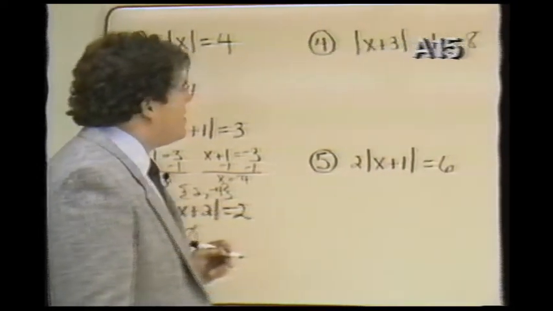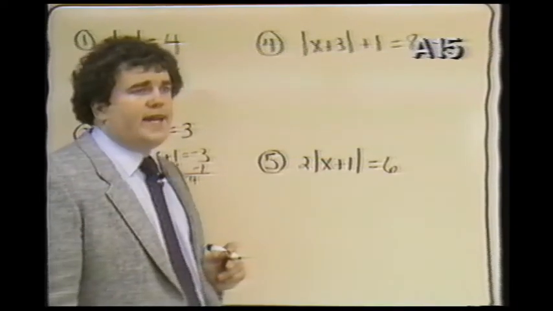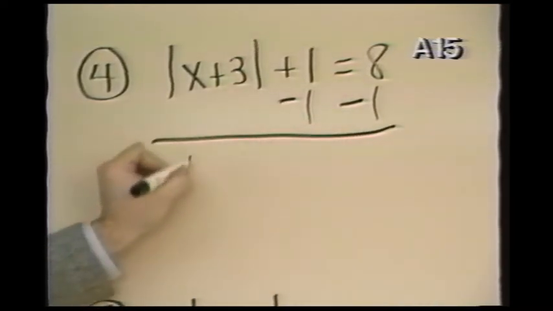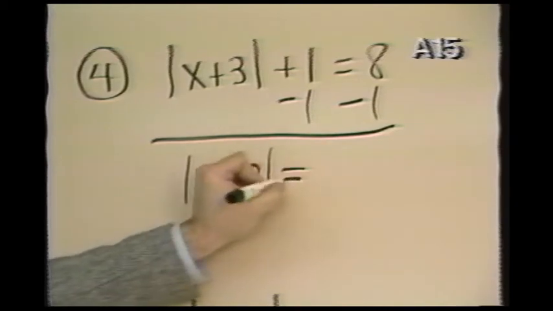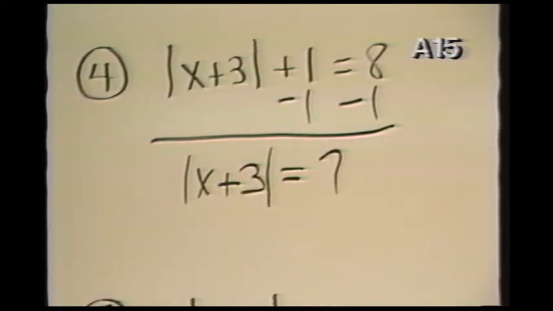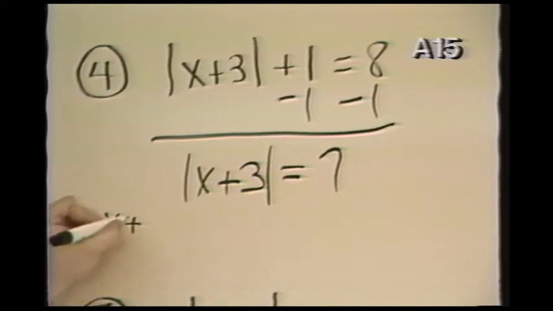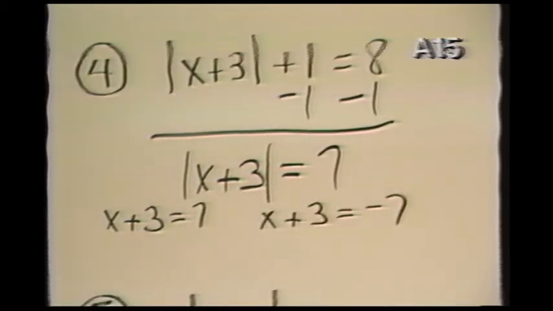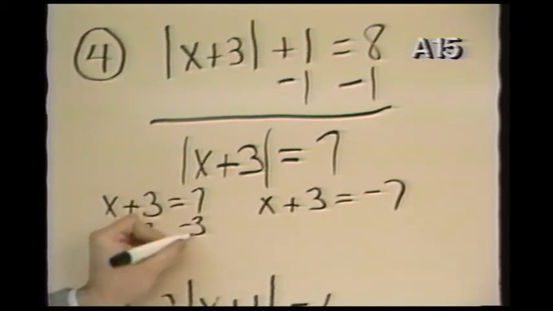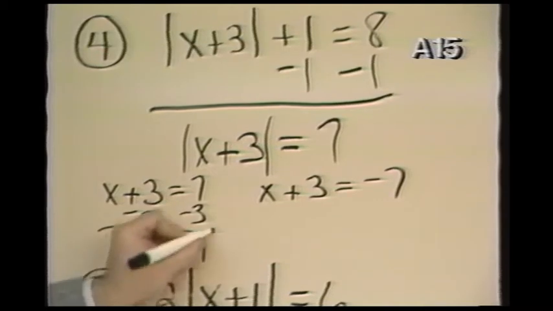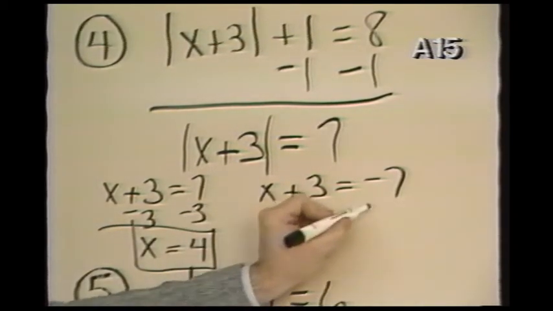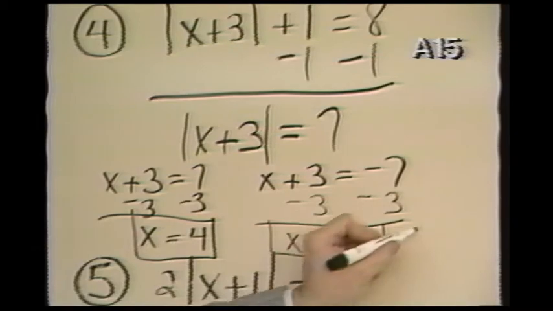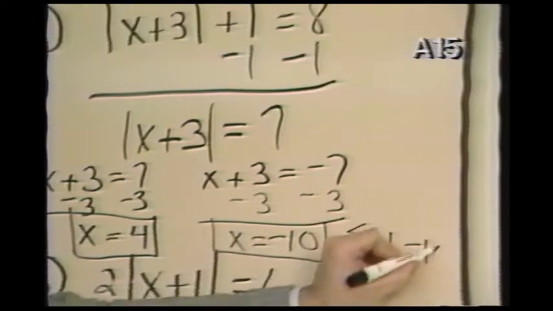Problem number 4. The absolute value of x plus 3, plus 1, equals 8. Subtracting 1 from each side, we get the absolute value of x plus 3 equal to 7. Now, once we get it down to that, we can set x plus 3 equal to 7 and x plus 3 equal to negative 7, the opposite of 7. Finding x, we will find it to be x equal to 4. And we can also find x equal to negative 10. The solution, 4 and negative 10.